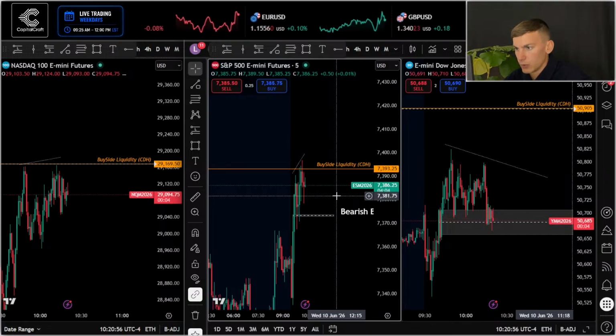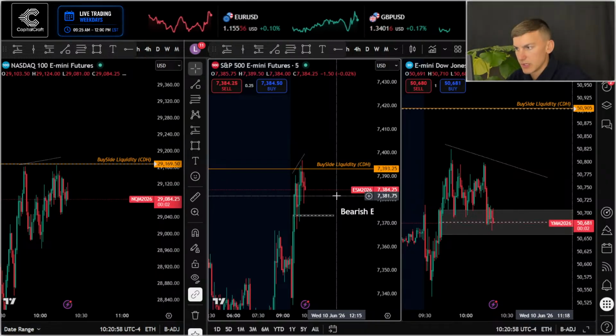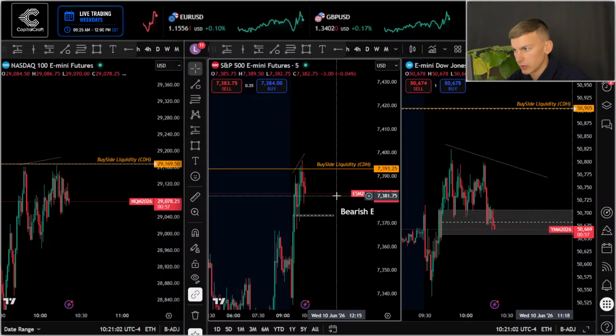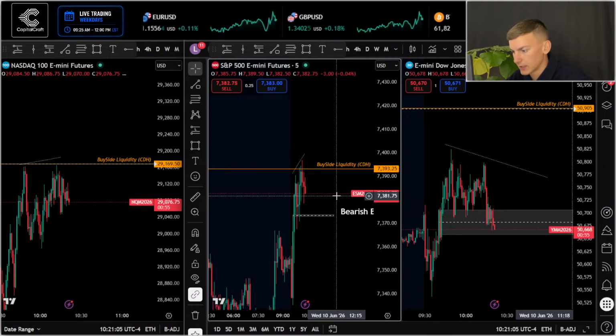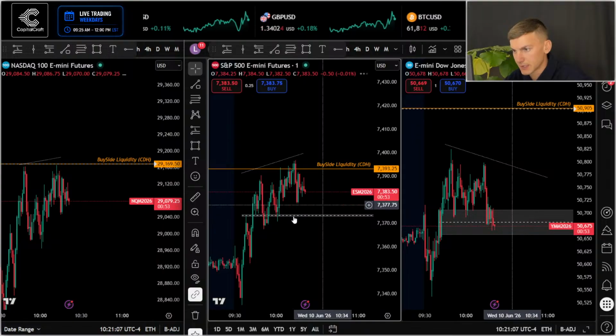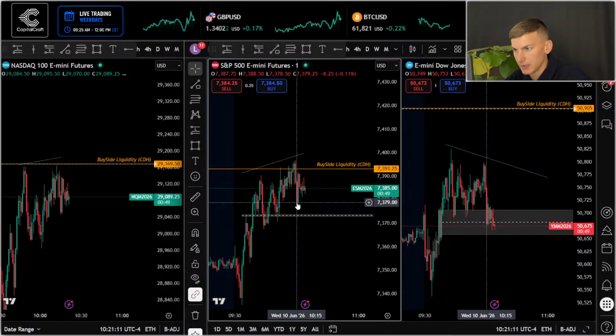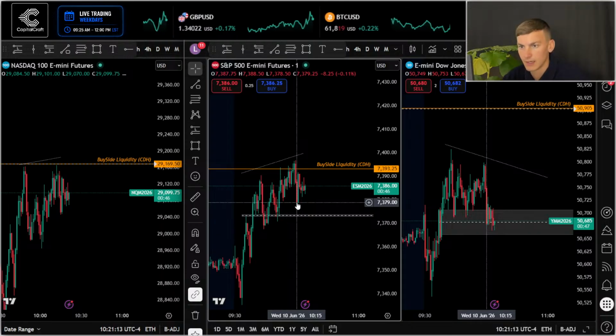So one could say that we should see that very shortly. We should see either a market maker buy or a market maker sell model happen very shortly. Now, the fact that the Dow has gone ahead and violated that particular low found over here, if we can see either the Nasdaq or the S&P do that, then that would be ideal.